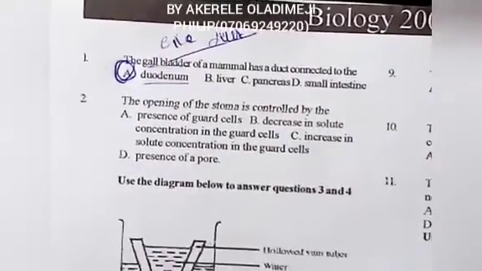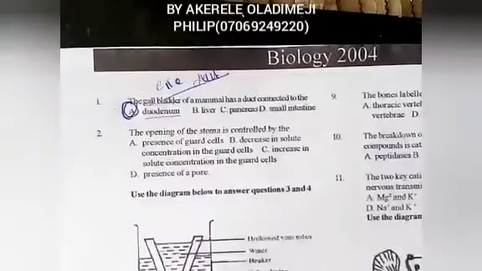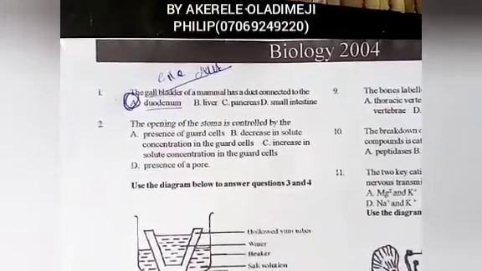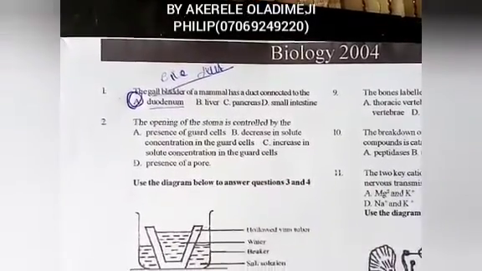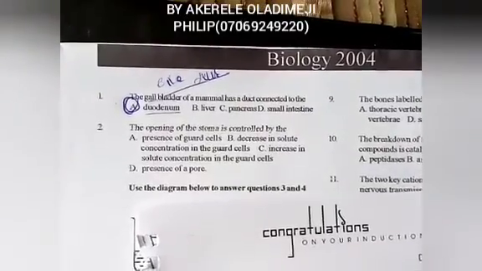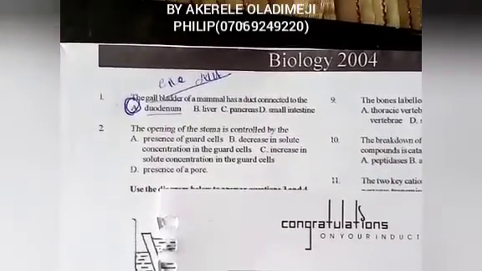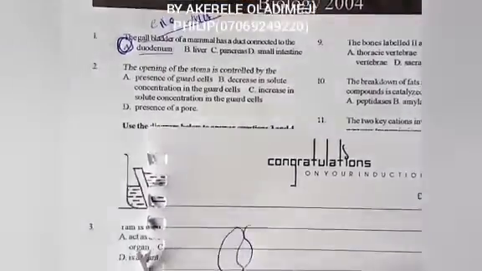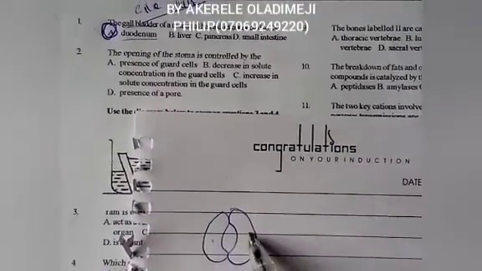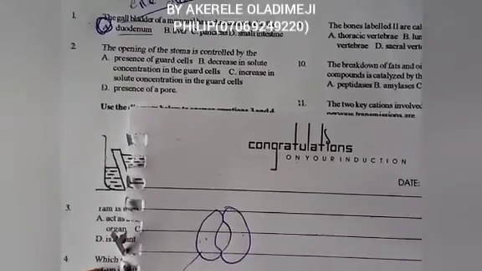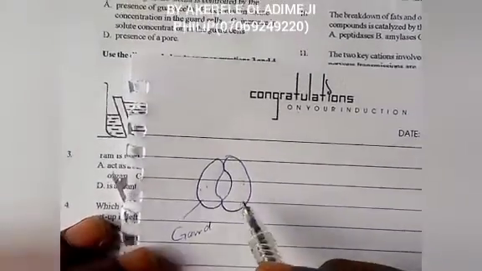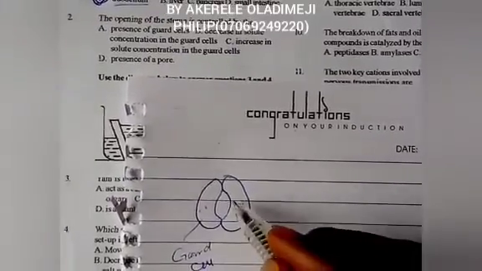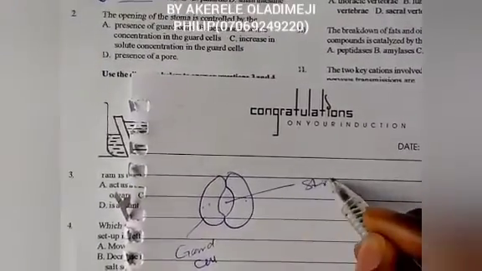Now, number 2, the opening of the stoma, that's the singular of stomata, is controlled by the presence of what? What you need to understand is that stoma is the singular of stomata. Stomata looks somewhat like this. Let me explain better. These two are called guard cells. This hole here is called the stoma.